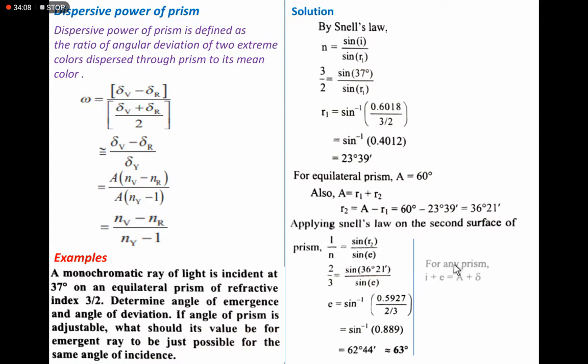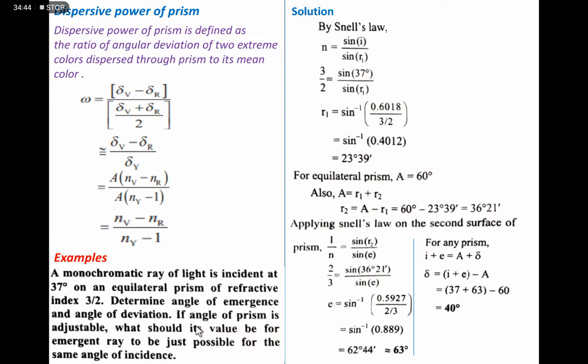Now here we'll use this equation: i plus e is equal to A plus delta. A is 60 degrees and delta has to be found out. Here i is the angle of incidence and e the angle of emergence, so this will be 37 plus 63 minus 60, and definitely delta will be 40. So this is the first part of the example. The angle of deviation is 40 degrees.